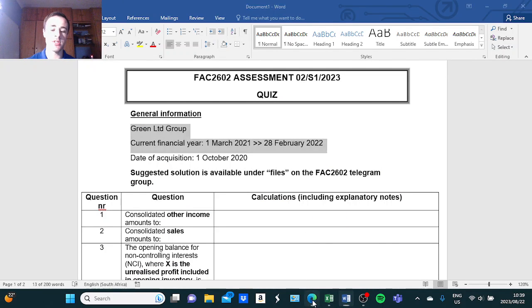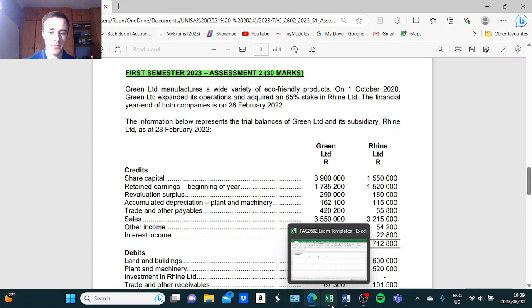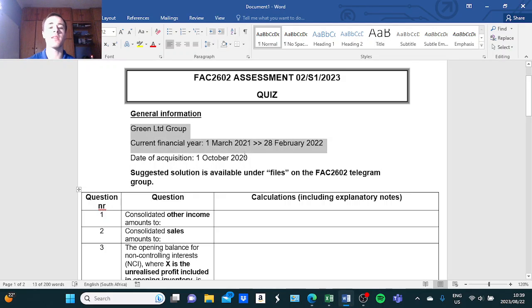And then the date of acquisition, which is given as part of the background information, is the 1st of October 2020. All right, clearly, if you compare the date of acquisition to the current financial year, we can clearly see that the group was formed in a previous year. So in other words, the group was not formed in the current year. So there was not an acquisition of an interest in a subsidiary during the year.